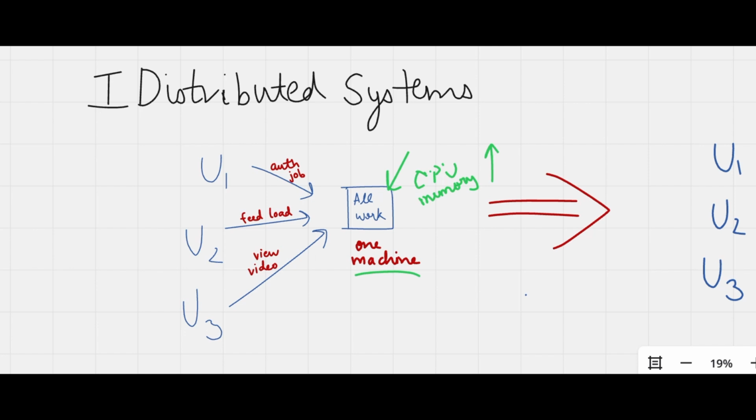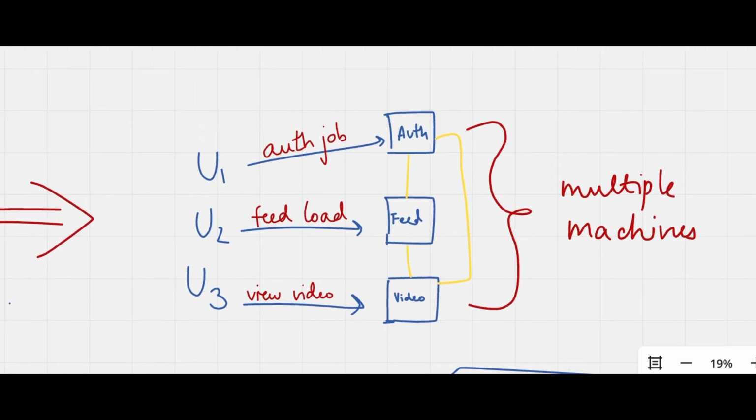So all of the users in a monolith are hitting the same server. For all types of jobs, the same server has to handle all the requests. To fix this, we don't just buy a bigger server. We fundamentally change the architecture and we move to a distributed system.